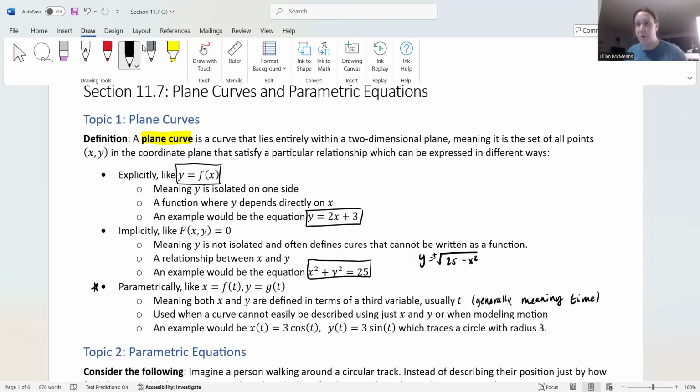In the next video, we will talk about what these parametric equations are. We'll go much deeper into that, look at some examples, and then do more and more until finally we get to our last video.